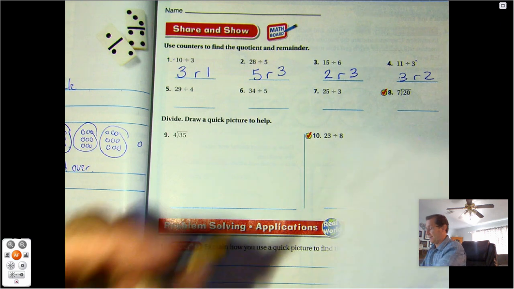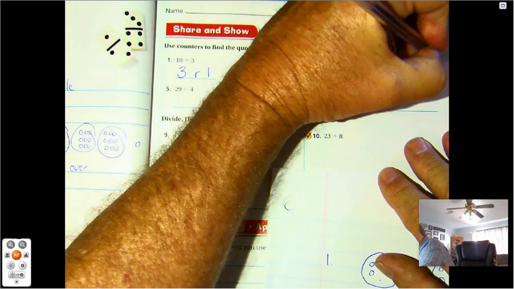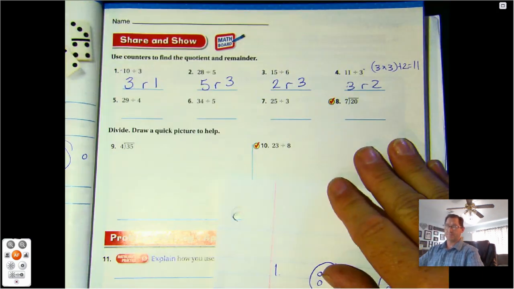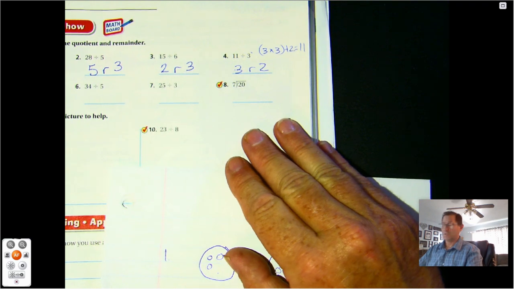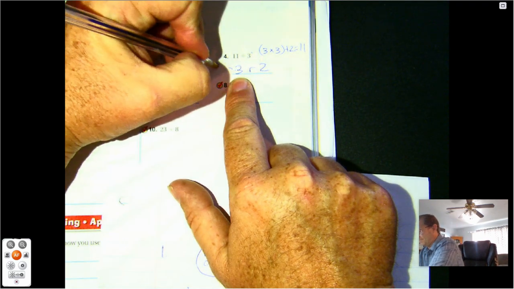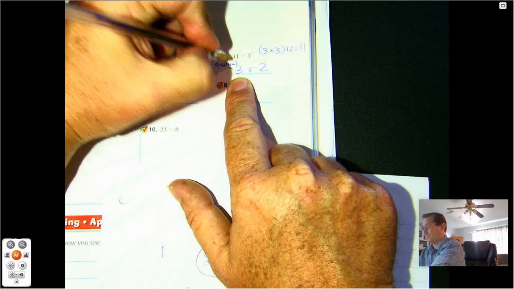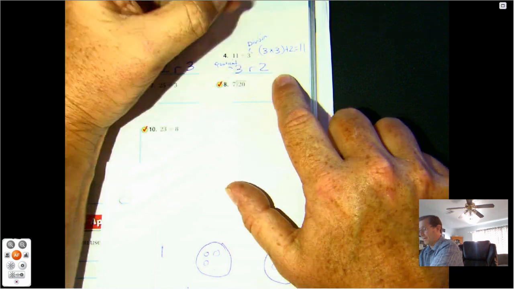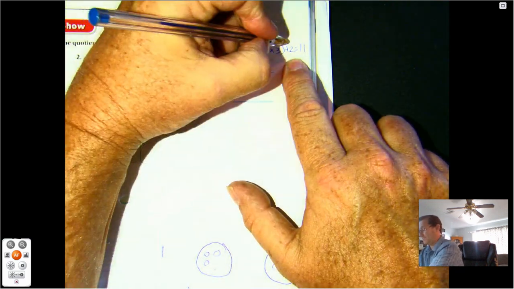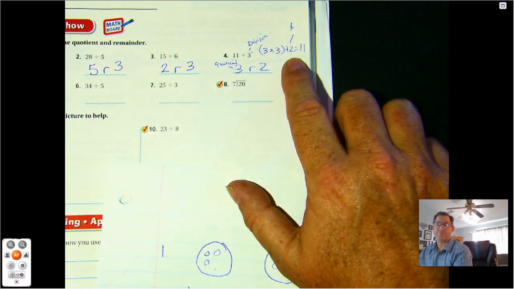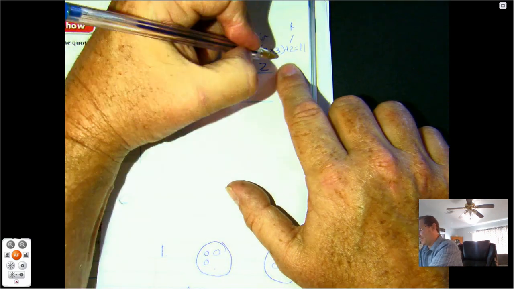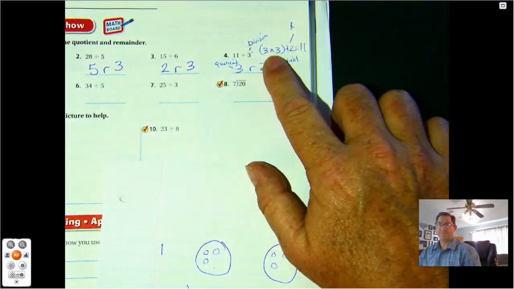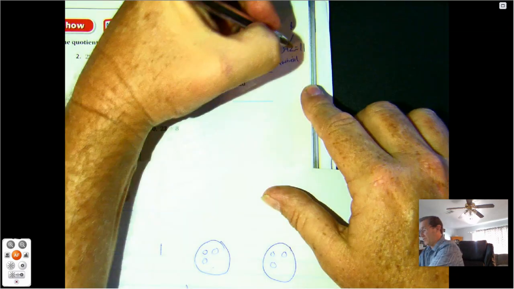Let me go ahead and write that out. 3 times 3 plus 2 equals 11. So we took our quotient, multiplied it by the divisor, and added the remainder. I'll represent remainder as R. Okay. So the quotient times the divisor plus the remainder will give you the dividend.